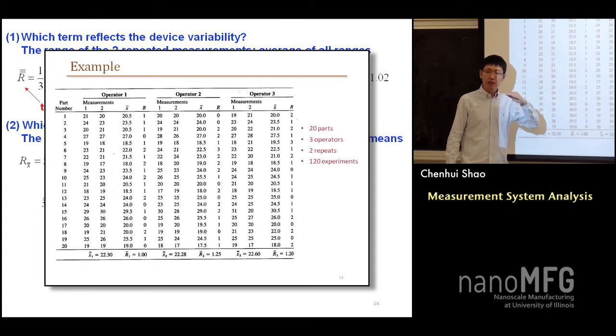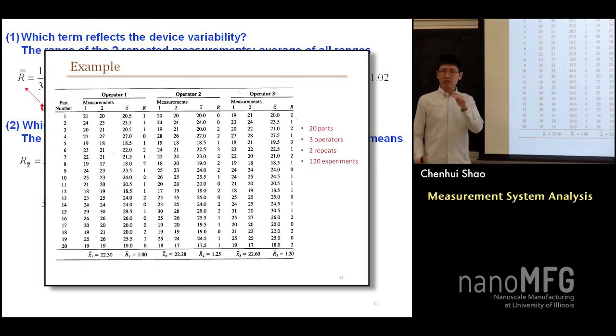Now we should be looking at, okay, let me ask you this. For the same part, if 3 operators measured 3 times, the difference can reflect operator effect. Is that right? So we should really look at this direction. For each part, we have X bar, X bar, and X bar. If they are identical to each other, it means that operator has no effect at all.